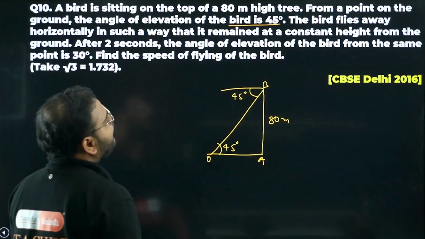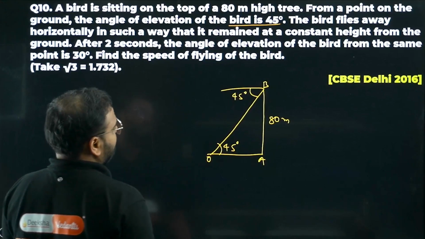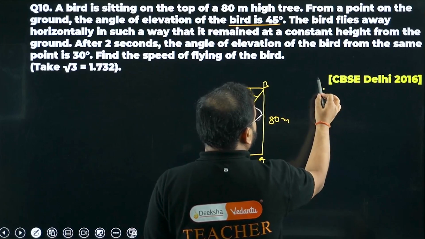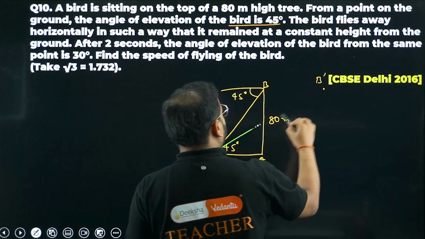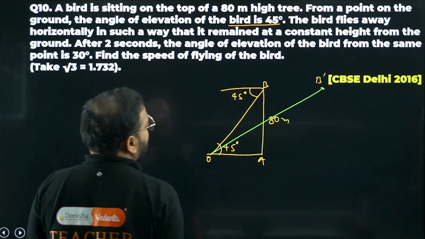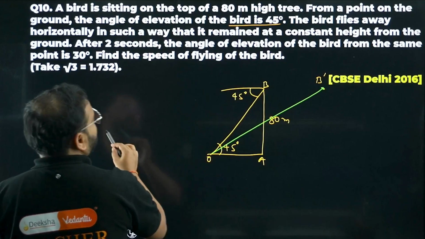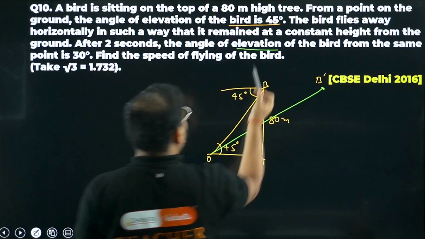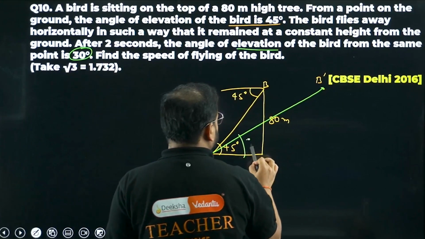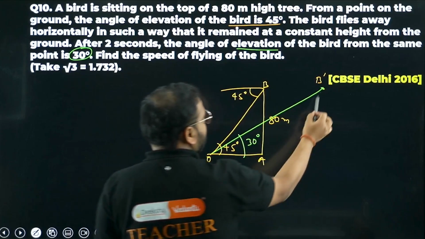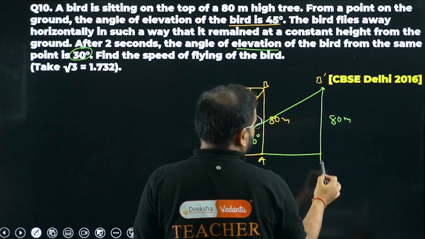Read the next statement. The bird flies away horizontally in such a way that it remains at a constant height. It means the bird's position has now moved to this point. Let's call this B dash. The angle of depression has to change. The angle of elevation now from the same point has changed to 30 degrees, with the same height of 80 meters. Let's call this point D.